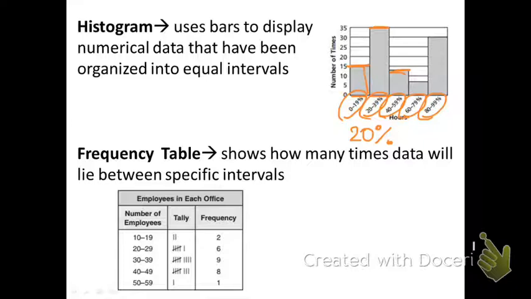We also have what's known as a frequency table. This shows how many times data will lie between specific intervals. So you'll start out by listing an interval from 10 to 19, and you'll find out how many times either the number occurs or whatever it is that you're looking at occurs. So in your list of numbers, you're looking to see how many times they occur.